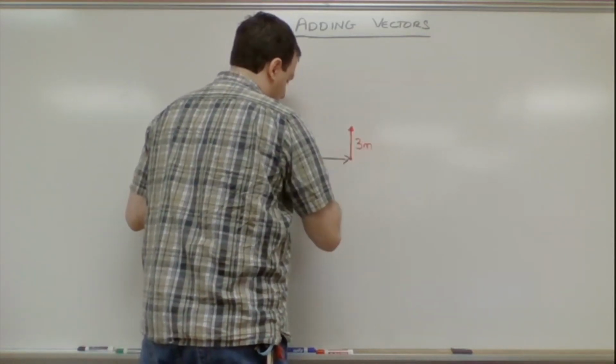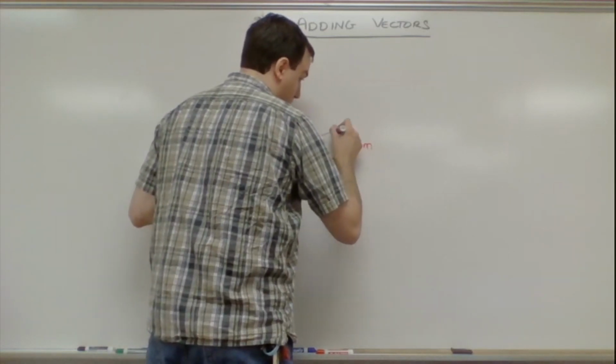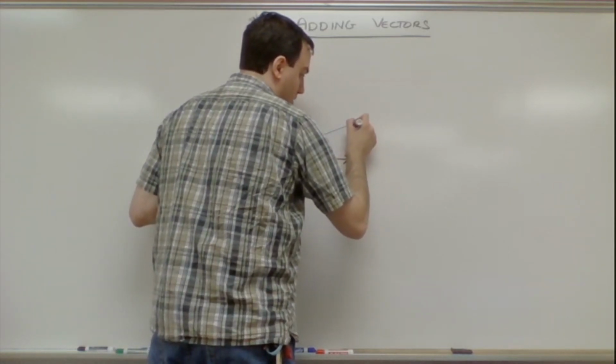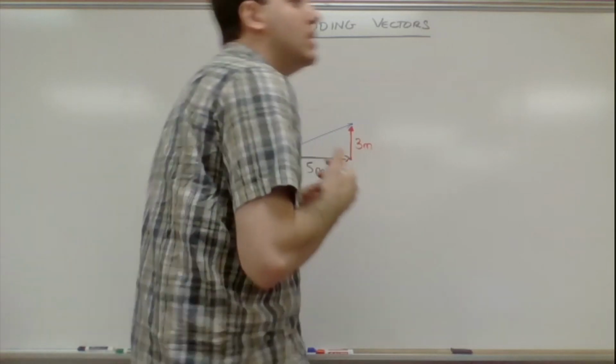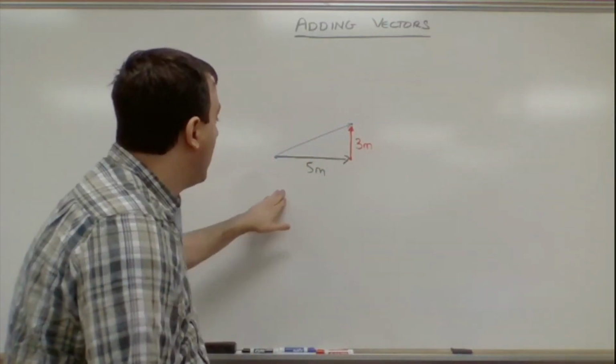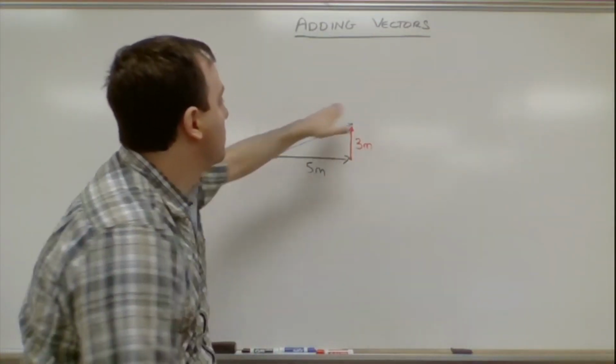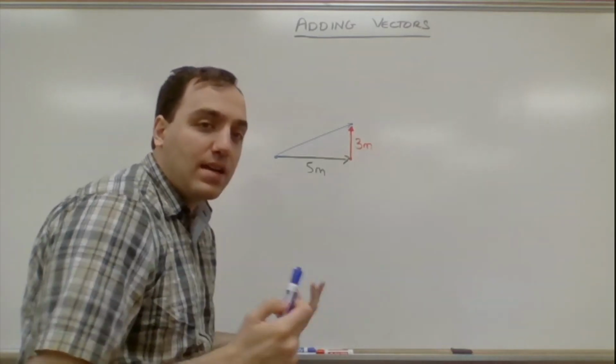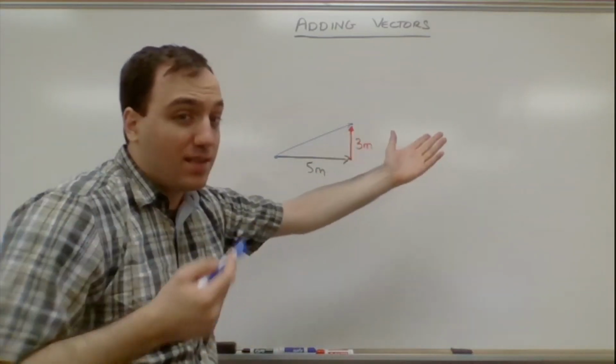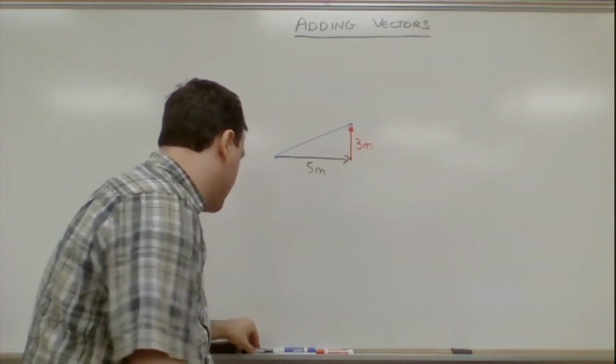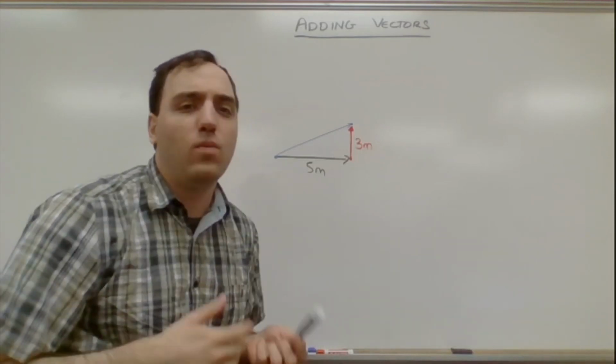So my end result will look like this. This is the sum of these two vectors. This 5 meter plus this 3 meter gives me this blue vector overall. And again, it's not going to be 8. It's not in a straight line. It's going to be something less than 8. Well, what is it?